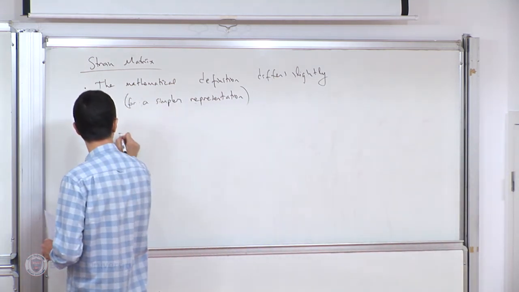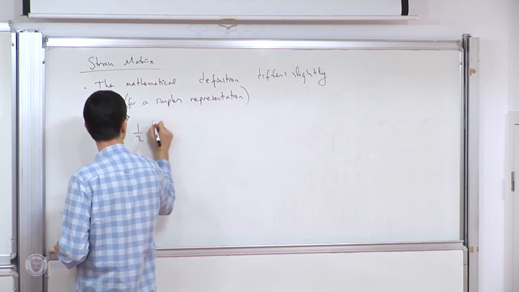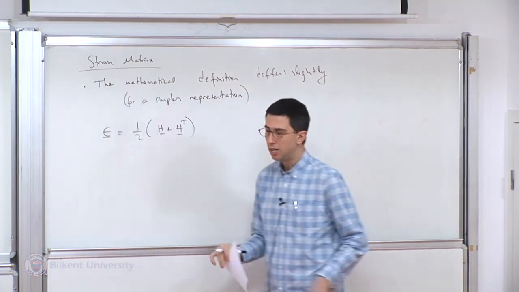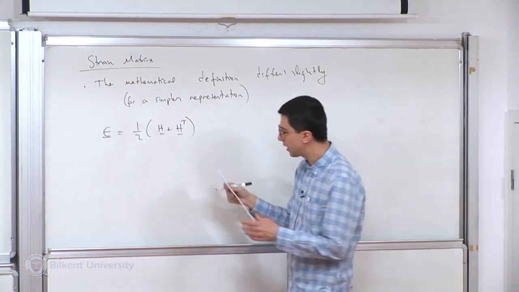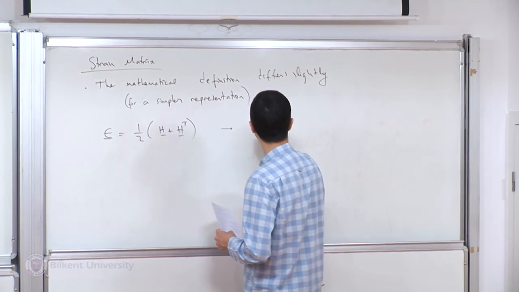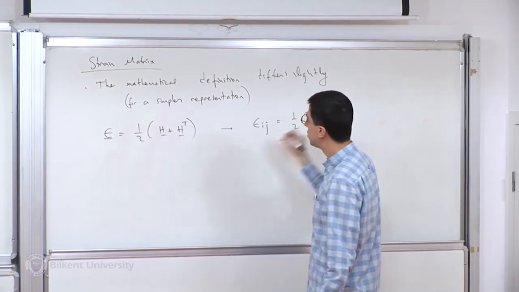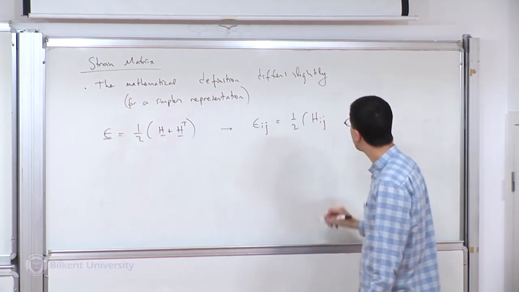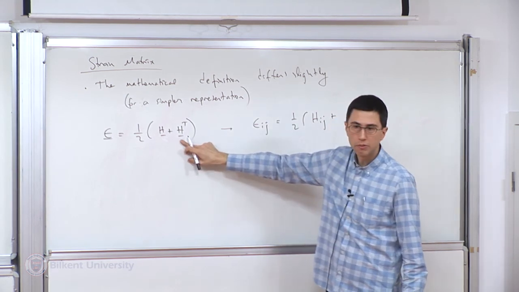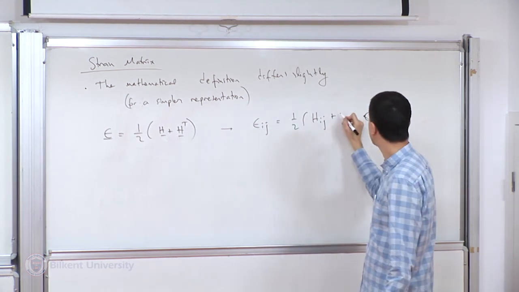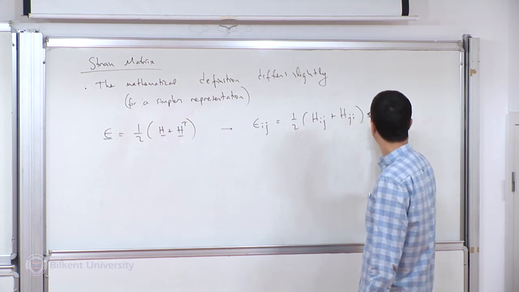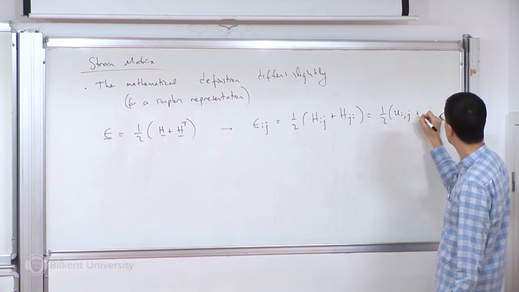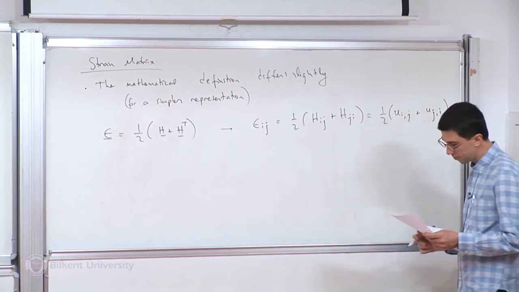And the definition is as follows. I will define the strain as 1/2 (H plus H transpose). So remember, H was the displacement gradient. In terms of components, I'm going to write epsilon ij is equal to 1/2. So H has components H, ij, and the components of the transpose would be H, ji, right? You switch the indices. So that's equal to 1/2 (u i comma j, the displacement gradient, plus u j comma i).